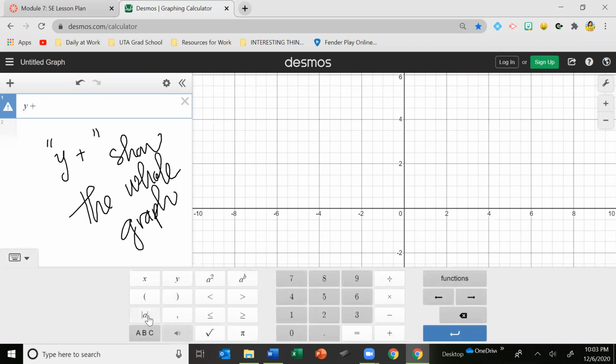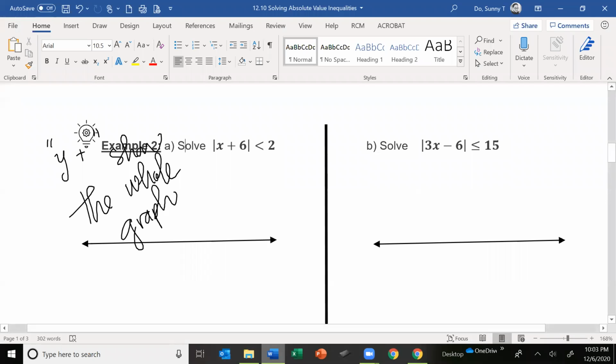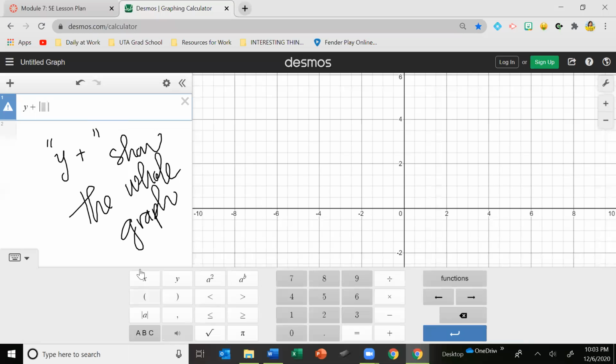We are going to put in absolute value. You find the absolute value right here above the ABC. You're going to type it in. Let's see the equation: absolute value of x plus 6 less than 2. So inside the absolute value it's going to be x plus 6, and then you come outside and say less than 2.